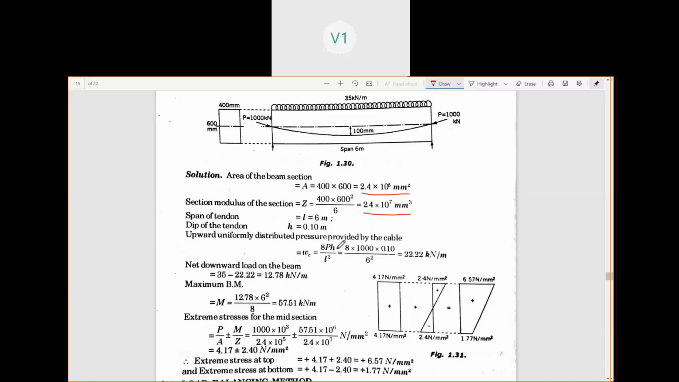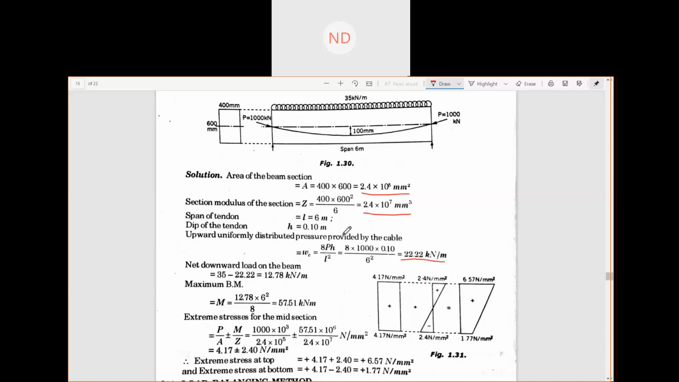We know it is given by 8Ph by L squared, and P is already known to you from the question. It is 1000. h is the dip, 100 mm, that means in meters 0.10. L squared, you know the span. Easy. Just put the values and you will get the upward uniformly distributed pressure.